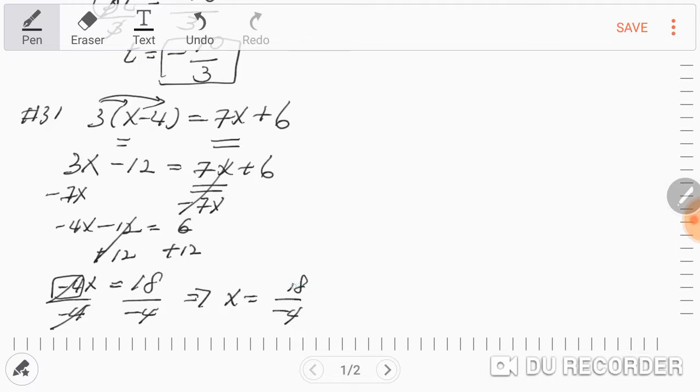18 is divisible by 2, so divide by 2. 4 divided by 2 is 2. So finally x equals negative. Make sure this negative sign moves to the front. So negative 9 over 2. Okay, this is the solution.